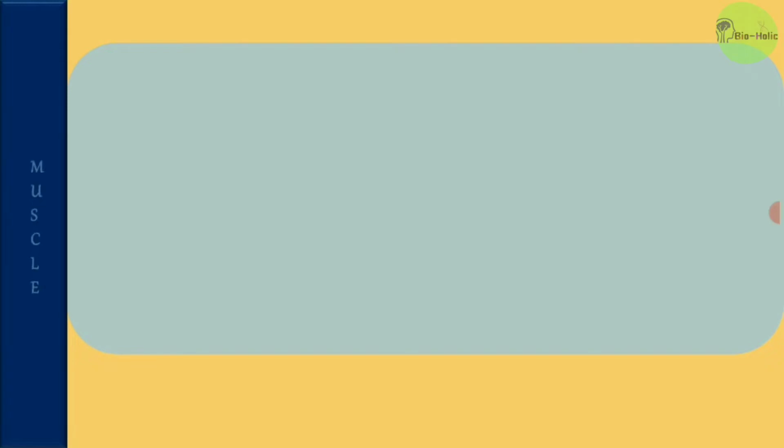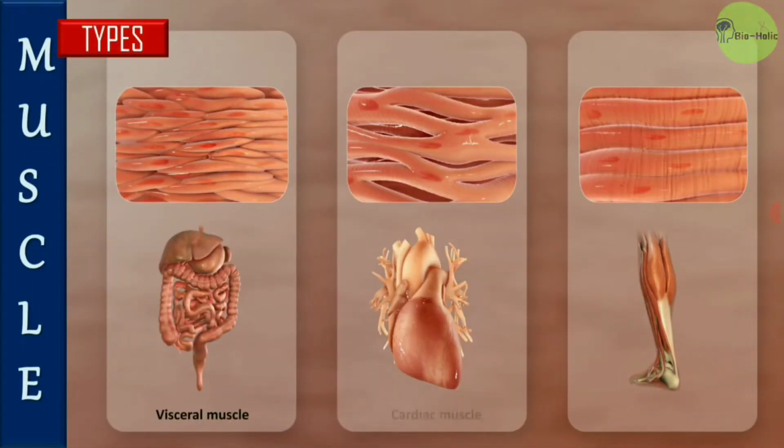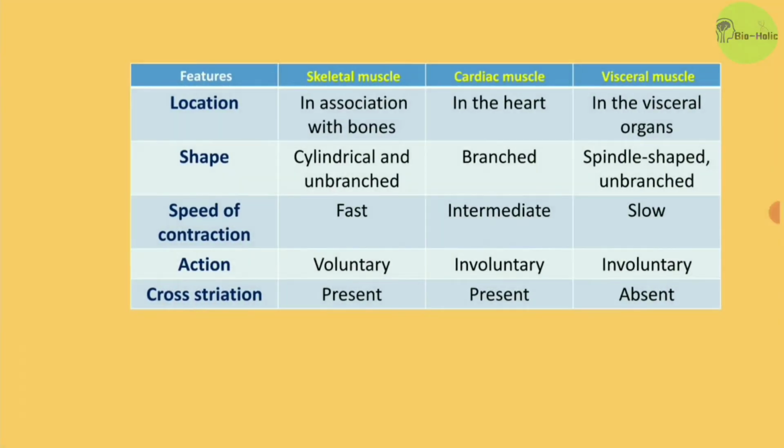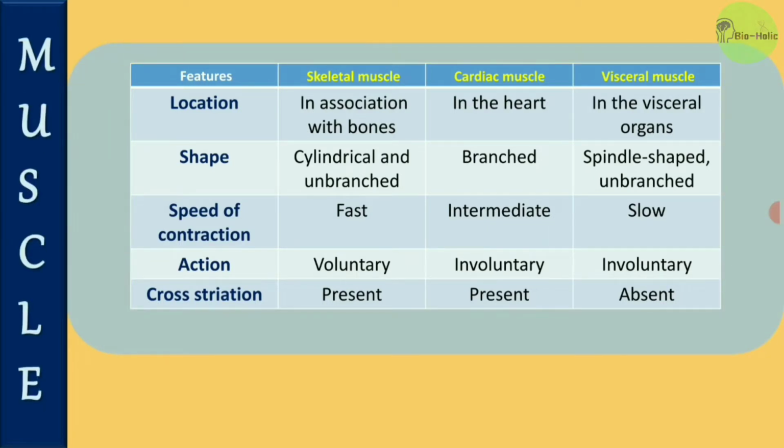In the last part we learned about the three types of muscles: the visceral muscle, cardiac muscle and the skeletal muscle. Let's compare these three types of muscle before learning about the structure of skeletal muscle. The skeletal muscle is associated with the bones, but the cardiac muscle is present in the heart and the visceral muscle is present in the visceral organs.